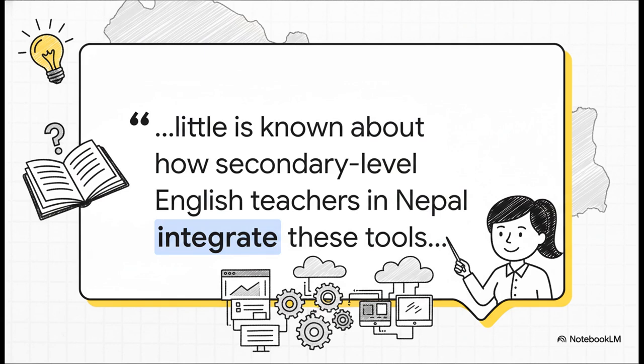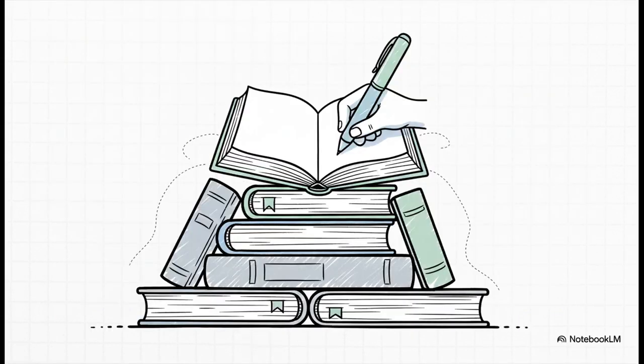Check this out. Here's a perfect example from a real paper. It says, "Little is known about how secondary level English teachers in Nepal integrate these tools." See that? That phrase right there, "little is known about," that is the research gap. Boom, that's the whole reason this study exists. So how do you find that gap? That's where your literature review comes in. And this isn't just a book report where you summarize a bunch of articles. Nope. You're like a detective, piecing together everything we already know to show exactly where that missing piece is. You're building the foundation for your new story.